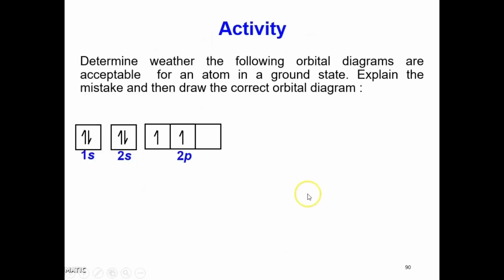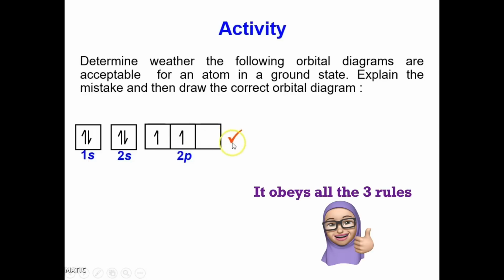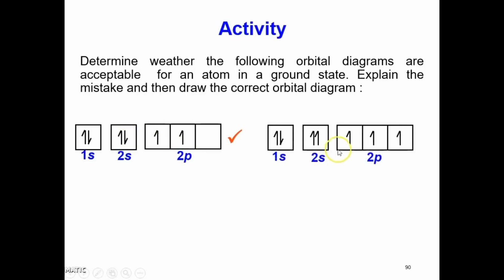Now, let's do some activity together. Determine whether the following orbital diagrams are acceptable for an atom in a ground state. Explain the mistake and then draw the correct orbital diagram. This is the first orbital diagram. We have 1s2, 2s2, and 2p2. This orbital diagram is acceptable because it follows all 3 rules: the Aufbau principle, the Pauli exclusion principle, and Hund's rule.